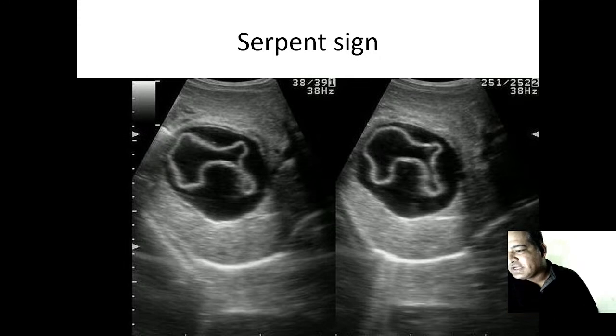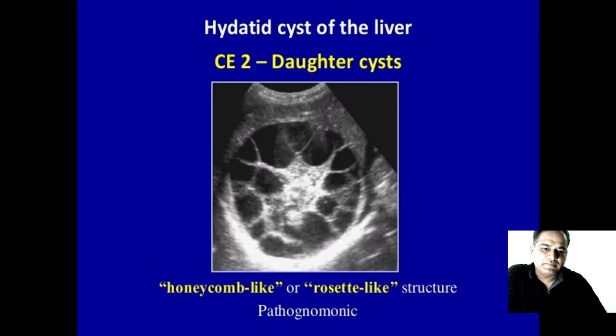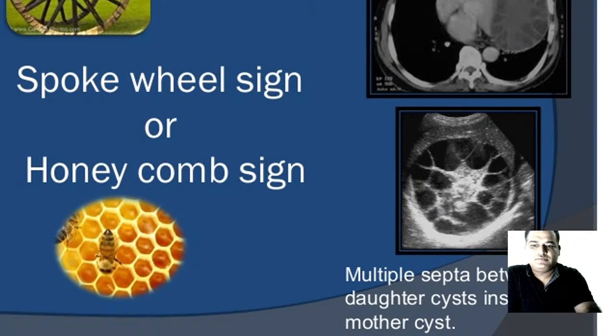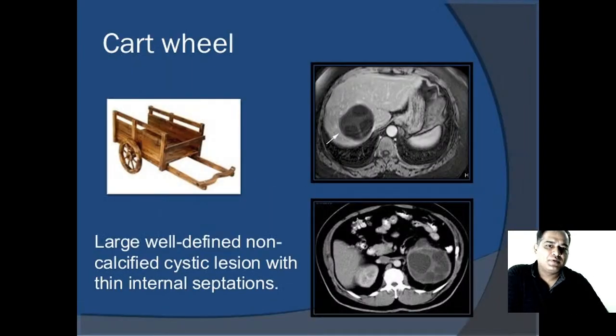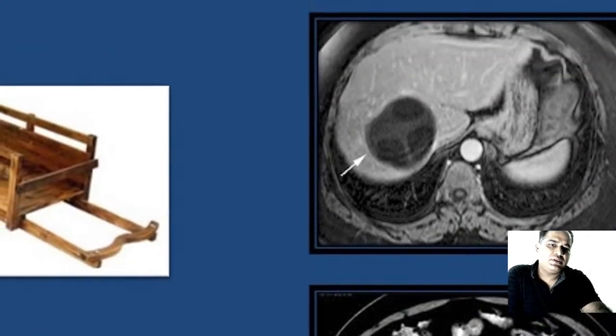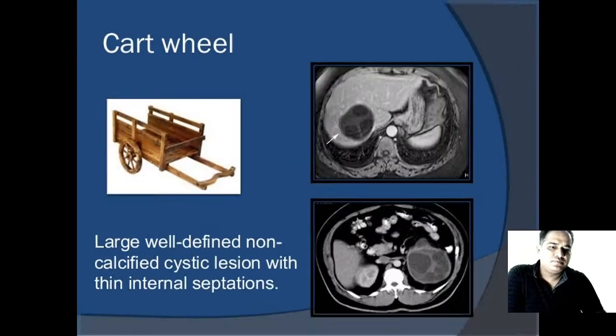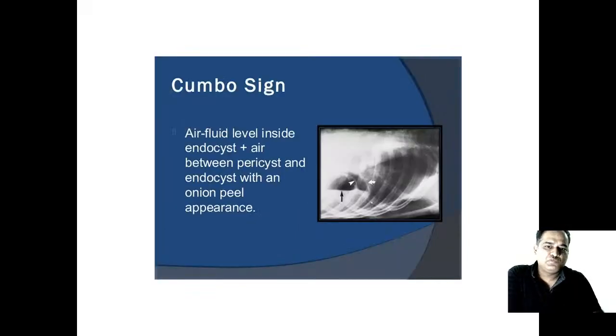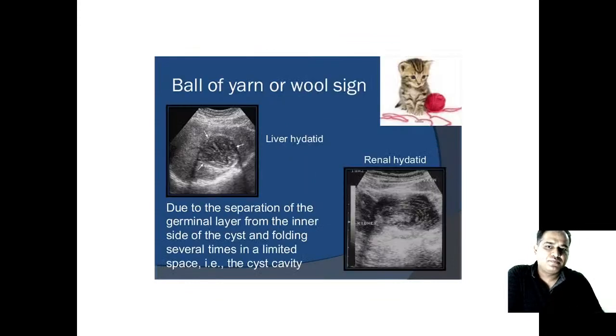Yes, that's what I want. Honeycomb-like or rosette-like structure. Spoke wheel. See the rosette sign. Cartwheel appearance. See the cartwheel appearance. Combo sign, that is the presence of air-fluid levels. Fine. Yarn of wool sign.